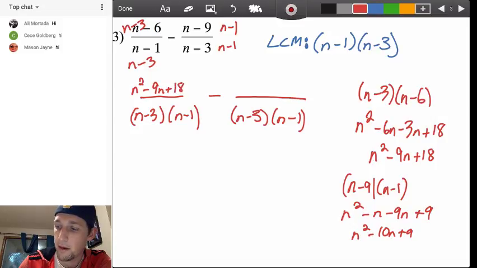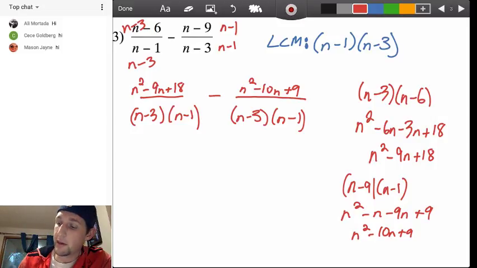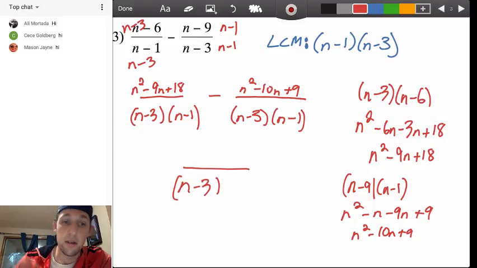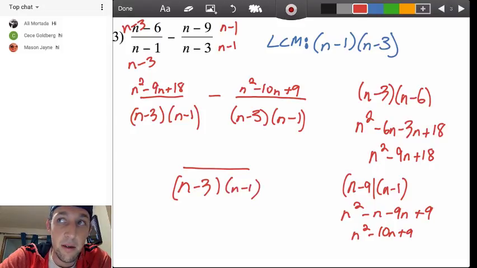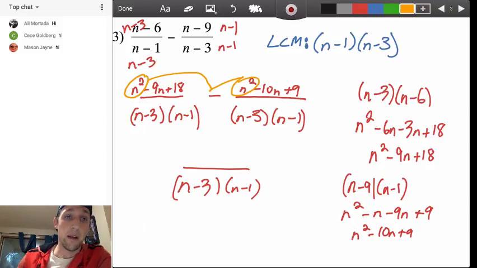Now, here's where the tricky part is going to come in. The tricky part is going to come in when we do this subtraction. So we're going to take this term by term. Our new fraction is going to have a denominator of n minus 3 times n minus 1, because you don't change the denominators here. However, I'm going to take the rest of these term by term. So we're always subtracting. So we're doing n squared minus n squared. That is 0.